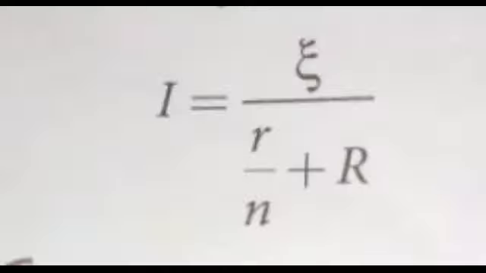The total EMF is the potential difference between the points A and B, which is equal to psi. The current in the circuit is given by I is equal to psi by (small r by n plus capital R). This equation implies that the current due to the whole battery is the same as that due to a single cell. Hence, it's advantageous to connect cells in parallel when the external resistance is very small compared to the internal resistance of the cell. That's all.